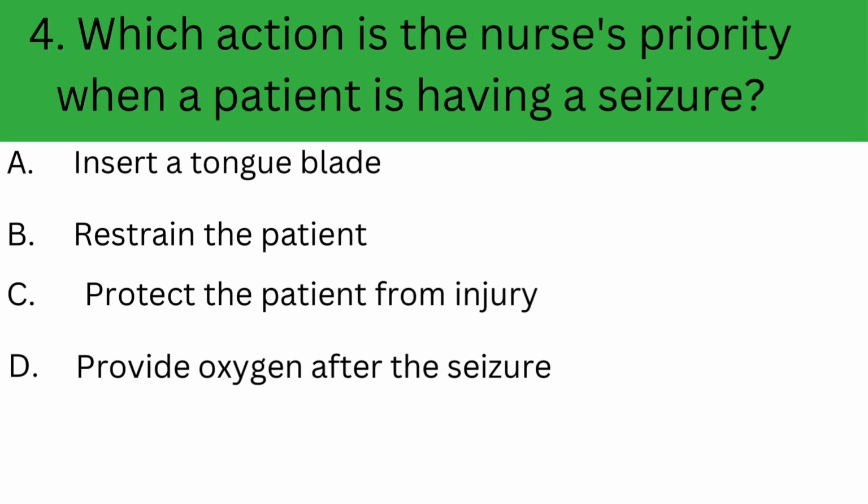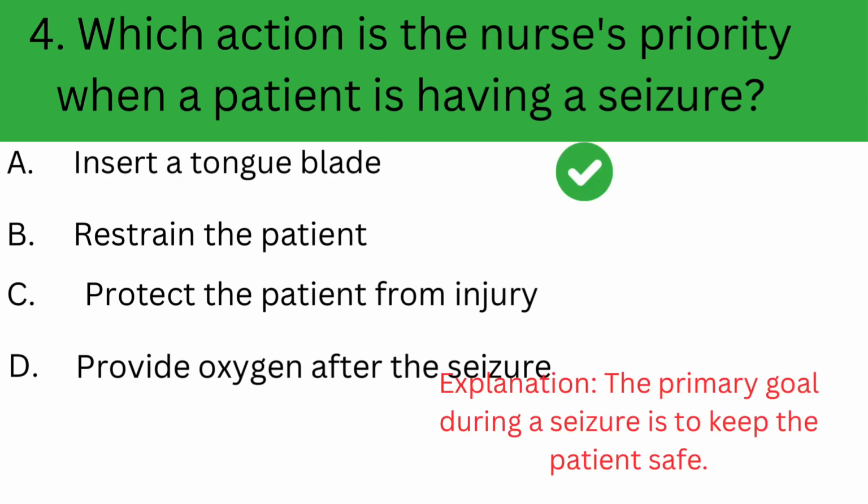4. Which action is the nurse's priority when a patient is having a seizure? A. Insert a tongue blade. B. Restrain the patient. C. Protect the patient from injury. D. Provide oxygen after the seizure. Answer. C. Protect the patient from injury. Explanation. The primary goal during a seizure is to keep the patient safe.